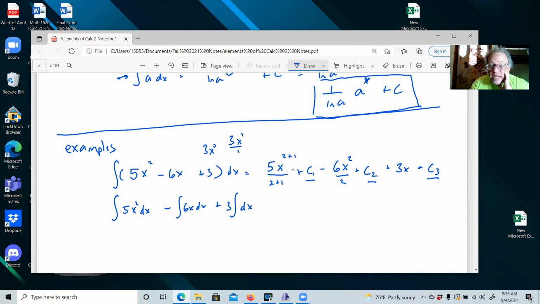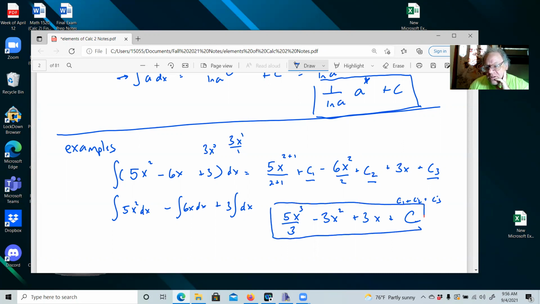It's a constant. So what we could do is wrap up c1 plus c2 plus c3 and combine them all. So, plus 3x, right? 6 over 2 is 3, and we have our 3. And then this is c1 plus c2 plus c3. We're not going to keep track of all of that. We're just going to call it c, because a constant plus a constant plus a constant is, in fact, a constant. So that is going to be our answer for this one.